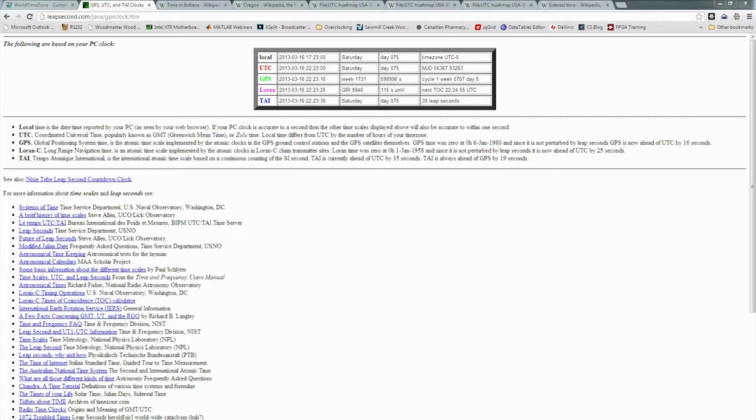What time is it is a simple question. Unfortunately, the answer is complex and nuanced. What the question actually asks is, how much time has elapsed since a widely agreed upon event? The widely agreed upon event is referred to as the epoch.